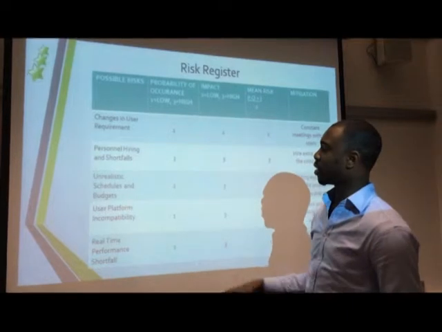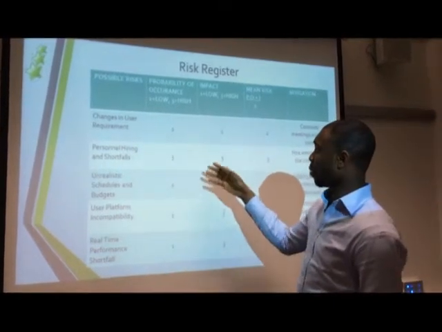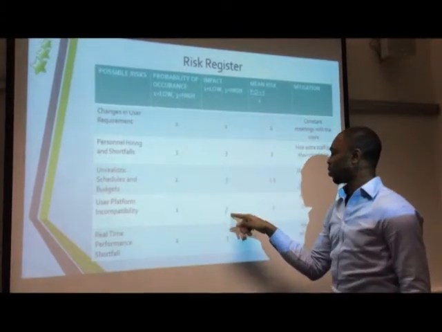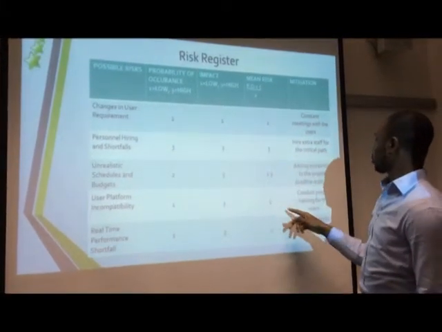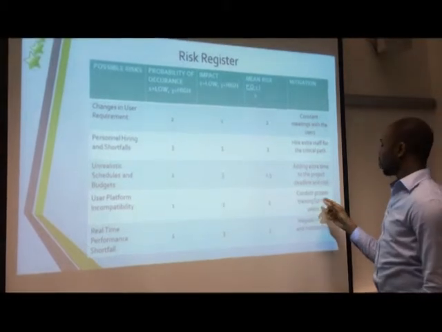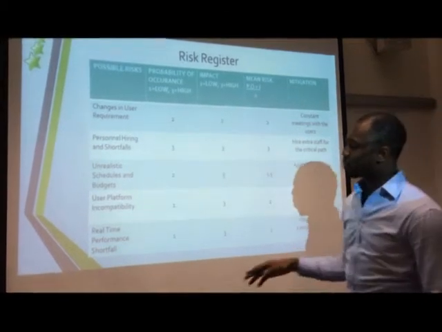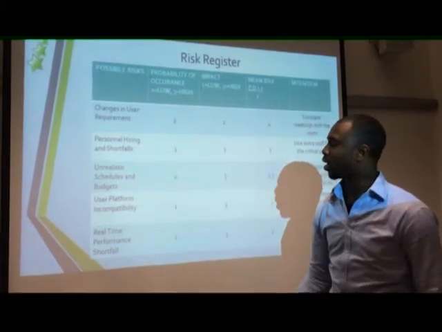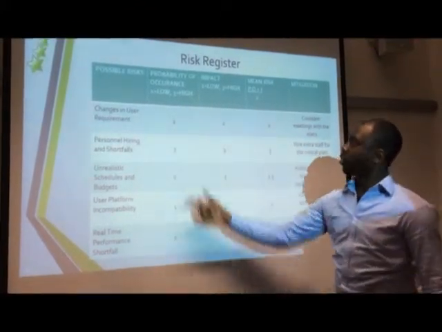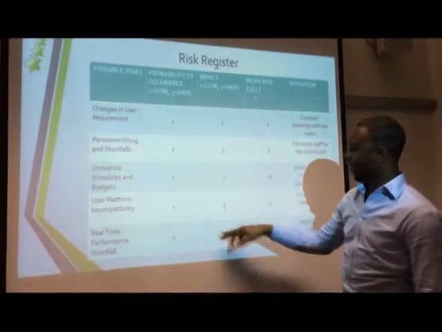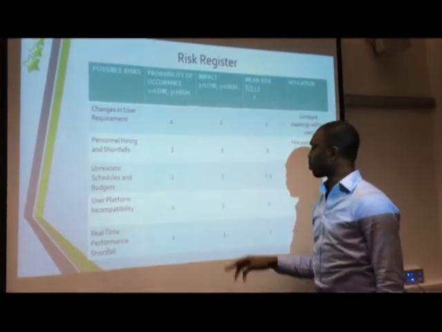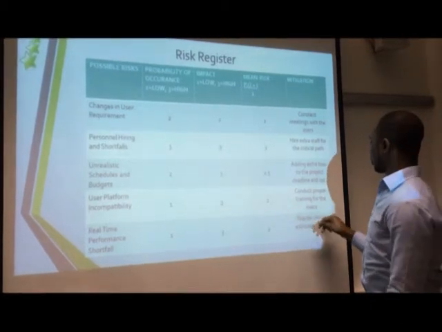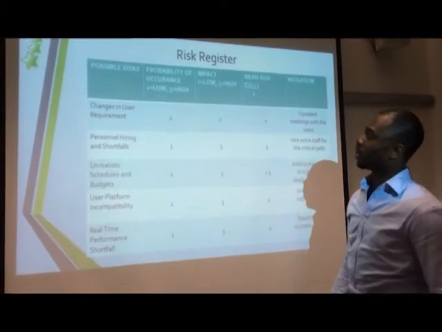The second to last is user platform incompatibility. That's after creating the website, if there's a problem. Probability of occurrence is 1, the impact is 3, so the mean risk is 2. To take care of this, we conduct proper training for the users. The last one is real-time performance shortfall. That's when the website starts working and all of a sudden it stops. Probability of occurrence is 1, the impact is 3, it's going to hit the project real big, and the mean risk is 2. To take care of that, we do regular checks and maintenance.